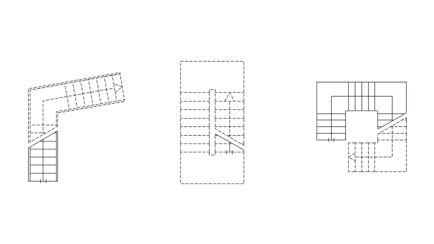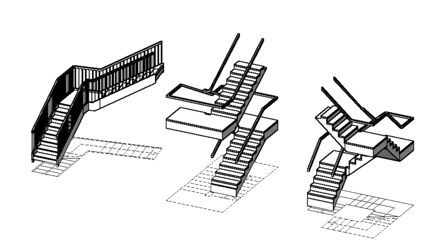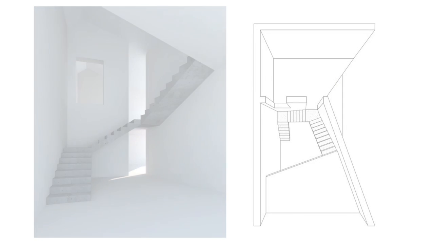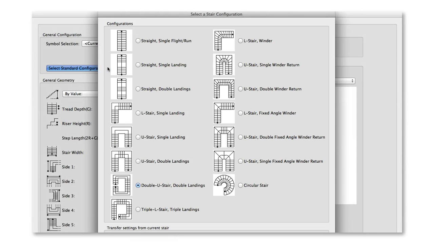The functionality of stairs continues to advance, with additional configurations and features. For example, you can now create more complex stair layouts by setting W and triple L configurations, along with user-defined angles on landings between flights. These new choices are available in the standard stair configuration settings.